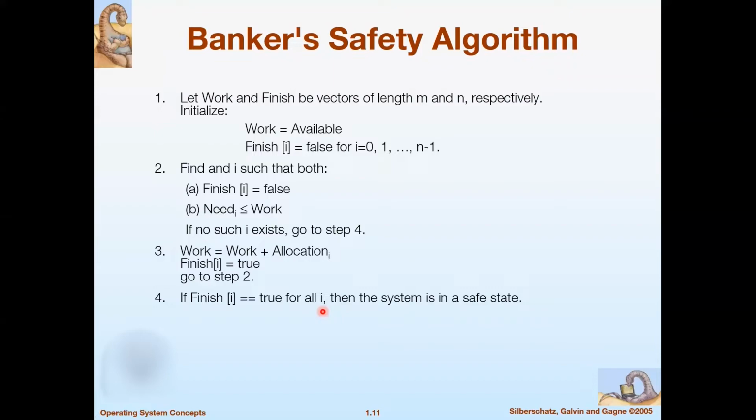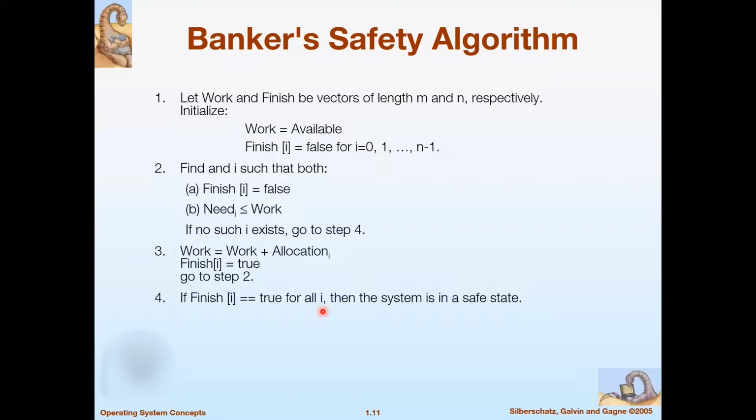But if finish i remains false for some process, we will say the state is unsafe. And as we say, an unsafe state does not mean that there will be a deadlock, but it indicates that there can be a deadlock. So we never want to take that risk.